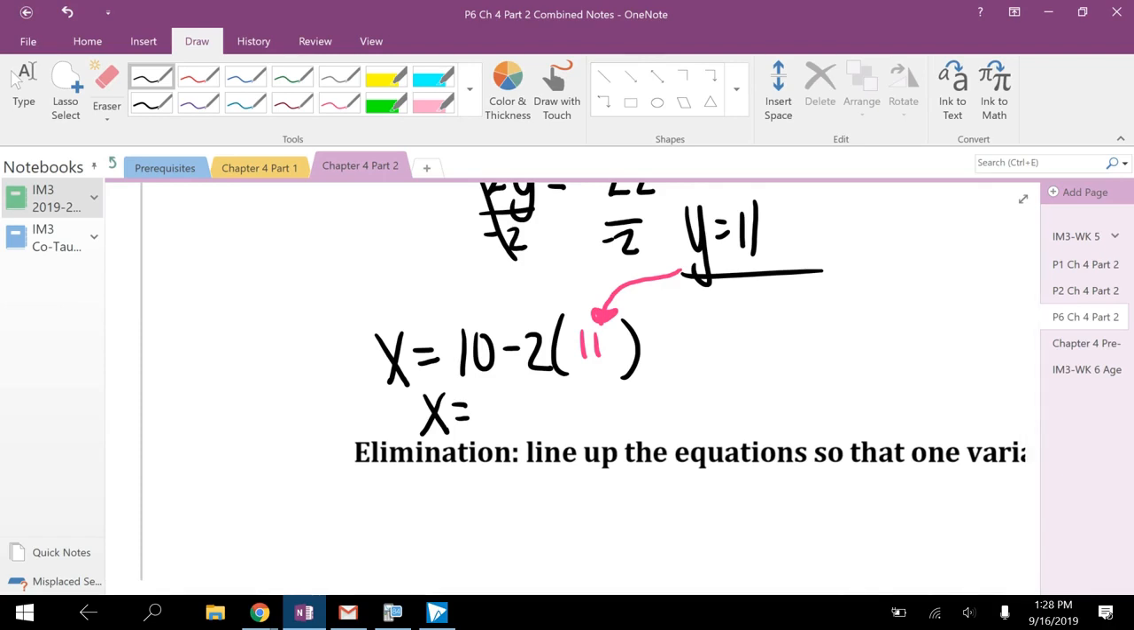Minus, yep, 10 minus 22, which is not negative 12. Very good. Now, would I write 11 comma negative 12 or negative 12 comma 11 in ordered pair? Good. My final answer is negative 12 comma 11.